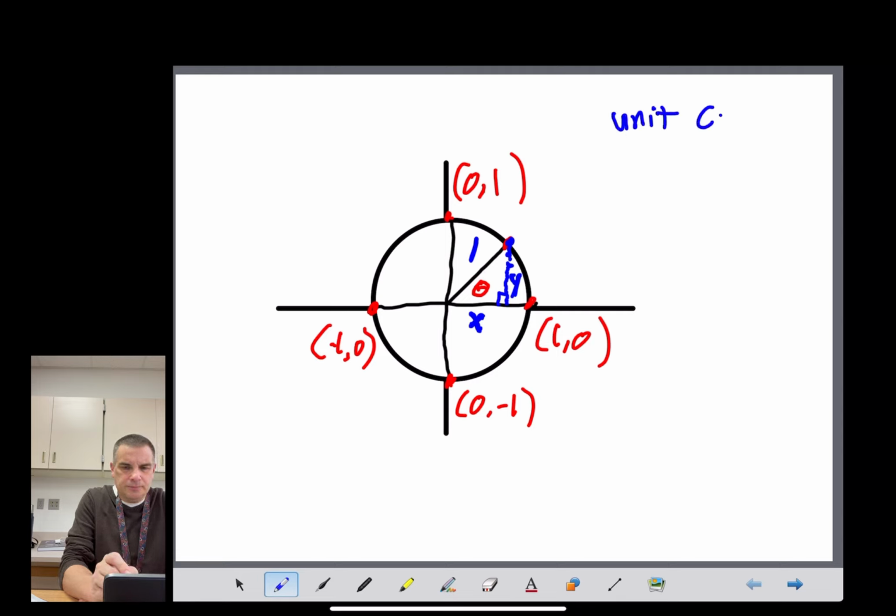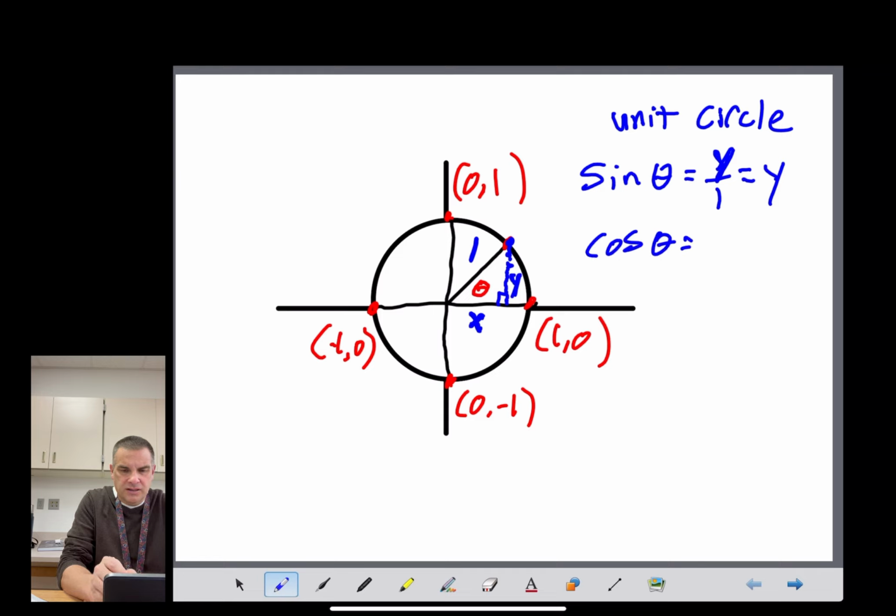That if we think about the different trig things within this, if we look at the sine of theta, the sine of theta is going to equal y over 1. It's a nice y. It's going to equal y over 1 or just y. And the cosine of theta is going to equal x over 1 or just x. So keep those things in mind, just as a basic of the unit circle.